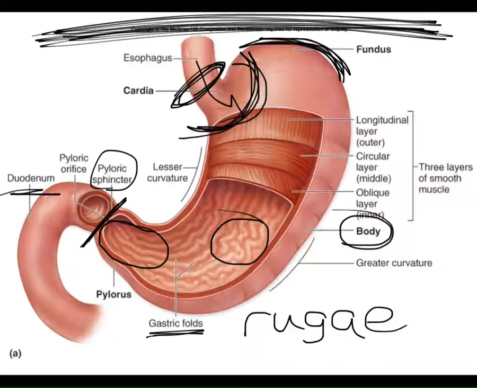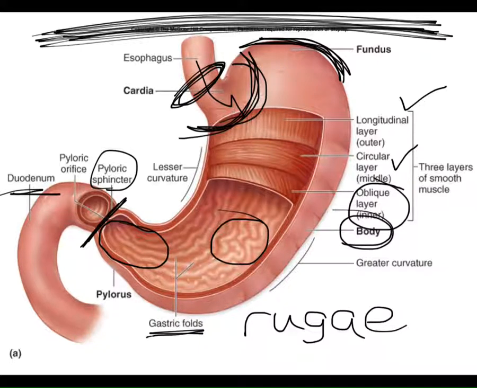So there is still the longitudinal layer that goes the length of the stomach. There is still the circular layer that goes around the stomach, but there's an additional oblique layer on the inside. And now you've got 3 layers of muscles that can really rock and roll and churn and keep that food really churning around, mixing it with the acid and the enzymes.